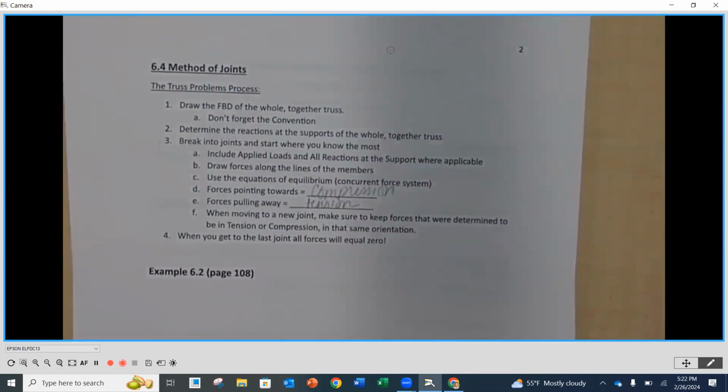And then the last thing here is once we get through all of our joints, so we're going to work through the joints in our truss, however many there are, but when we get to that very last one, everything should equal 0. And then we know we did everything okay.